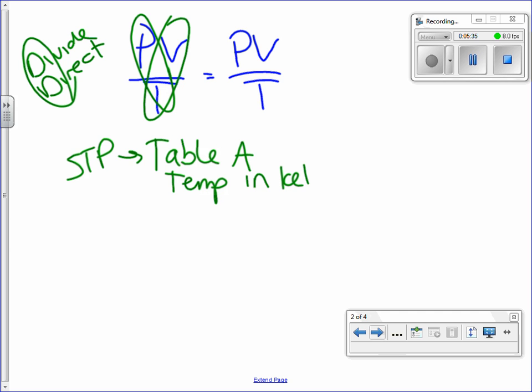Kelvin. Not Calvin, but Kelvin. And pressure, match the units. Okay, so make sure when you choose your standard pressure, you match the units to the problem. That's how you know whether to pick atmospheres or kilopascals.